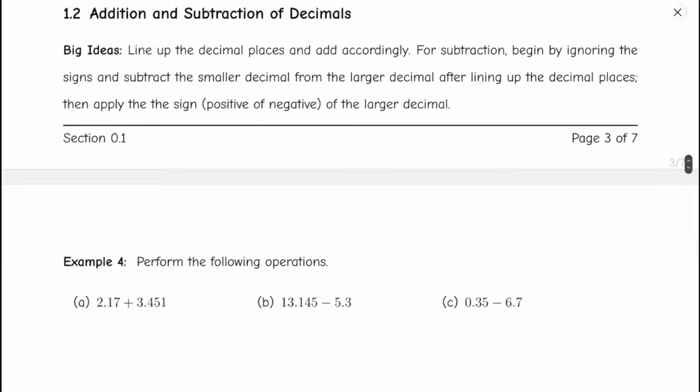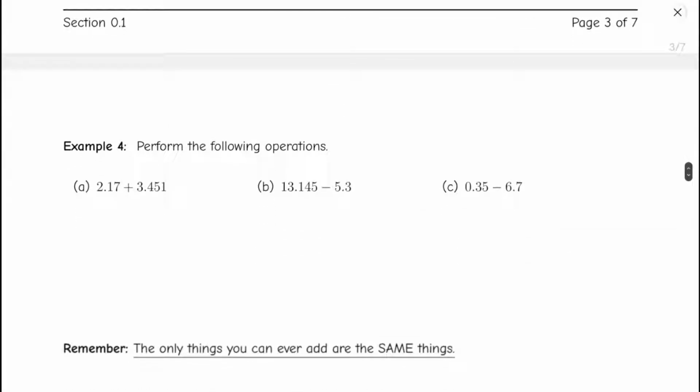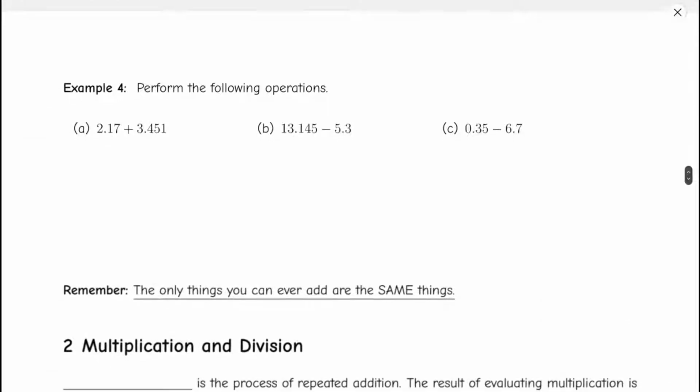Addition and subtraction of decimals. Big ideas. Line up the decimal places and add accordingly. For subtraction, begin by ignoring the signs. Subtract the smaller decimal from the larger decimal after lining up the decimal places, then apply the sign, positive or negative, of the larger decimal. Perform the following operations.